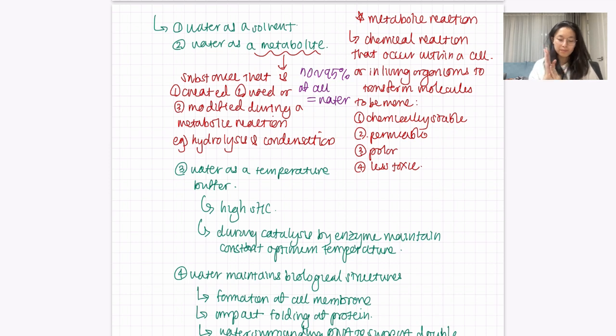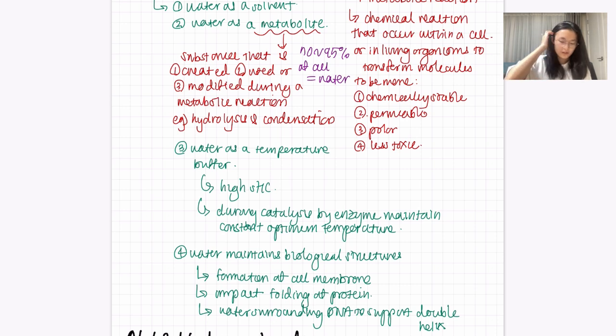Some general notable properties of water: first, water is a very good solvent. Second, water is a really good metabolite. Metabolites are substances that are created or used or modified during metabolic reactions, such as hydrolysis or condensation, for example. But for the sake of specificity, let's look into the definition of metabolic reactions more specifically. Metabolic reactions are chemical reactions that generally occur within a cell or within living organisms in order to transform molecules to become chemically stable or permeable or polar or less toxic. So that's what it is.